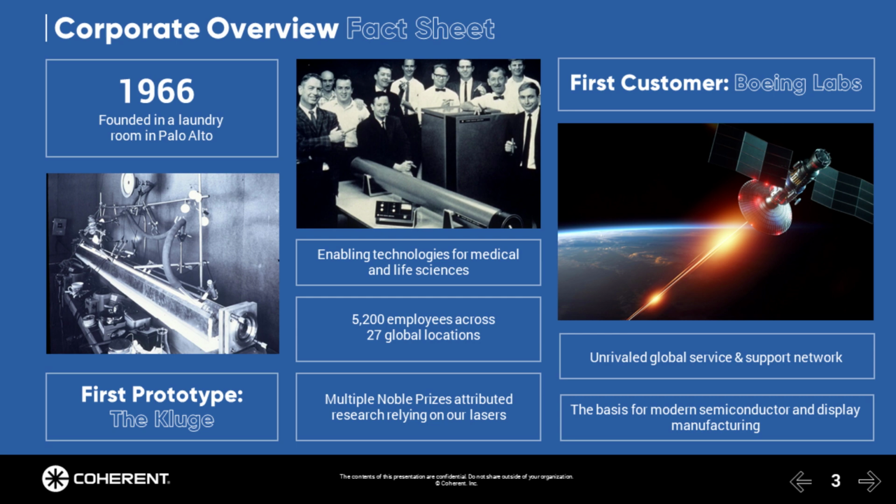So first, to begin, I'll give you a brief overview of Coherent. We were founded in 1966, actually in a laundry room in Palo Alto, California. The reason for being in the laundry room is that that was the only place in the house that they had available 240-volt three-phase power to power their first CO2 laser prototype, lovingly dubbed the Kludge. Since then, and since their first customer in the defense space was Boeing Labs, we've grown to a company of over 5,000 employees with 27 global locations.